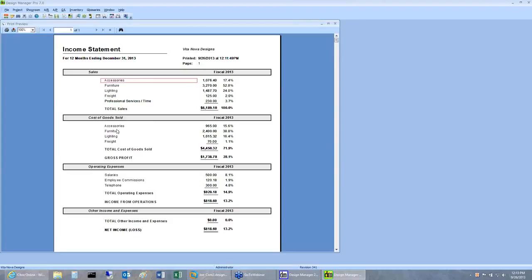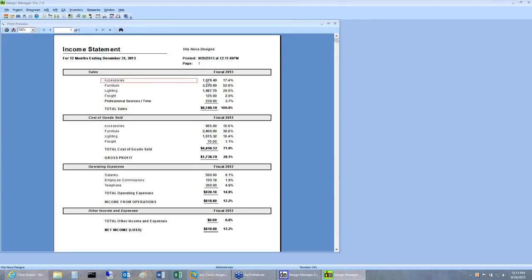Now, everything under sales, when it's tangible merchandise that you pay the vendor for, you'll have a cost of goods sold account that matches up with your sales account. So we have a cost of goods sold for accessories here.